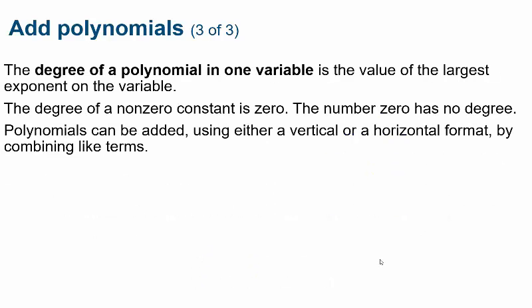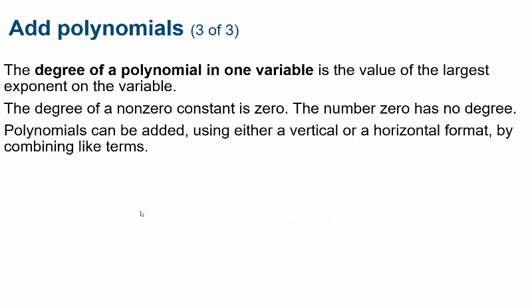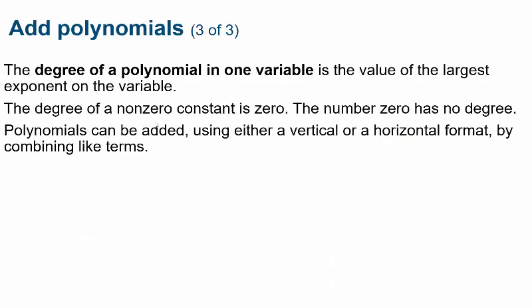The degree of a polynomial in one variable is the value of the largest exponent of the variable. For example, this polynomial here is degree 3 because that's the highest exponent, and this polynomial here is degree 4 because that's the highest exponent. The degree of a non-zero constant is 0, so the degree of a number like 7 is 0. And the degree of something without a written exponent, like just b, is 1.